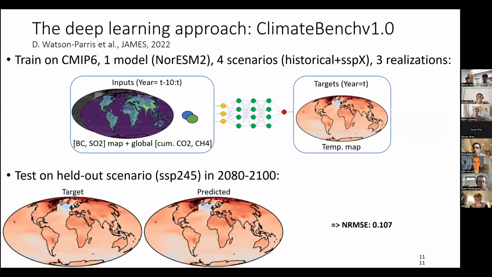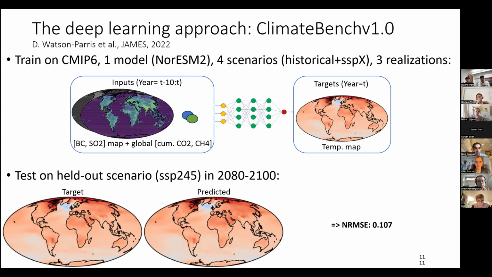They proceeded to train a CNN-LSTM, which was the best model on this benchmark. That's a convolutional neural network combined with an LSTM, a long short-term memory network. And we can see here that the target temperatures averaged over 2080 to 2100, and the predicted temperatures, look very similar. Both of those show patterns that we expect in the climate: the North Atlantic warming hole, Arctic amplification, a warmer northern than southern hemisphere. Sorry, the other way.